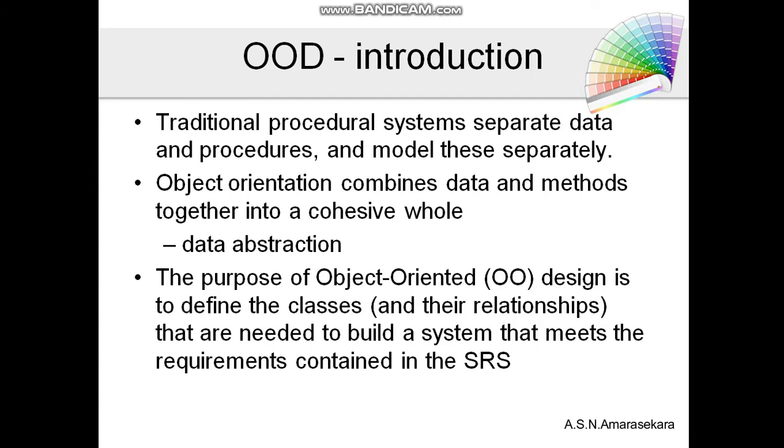But under object oriented design methods, we combine data with its functions. That means we put methods and their data together and consider that as one unit. Representing a collection of methods and data as one unit we call data abstraction. That unit we call a class.